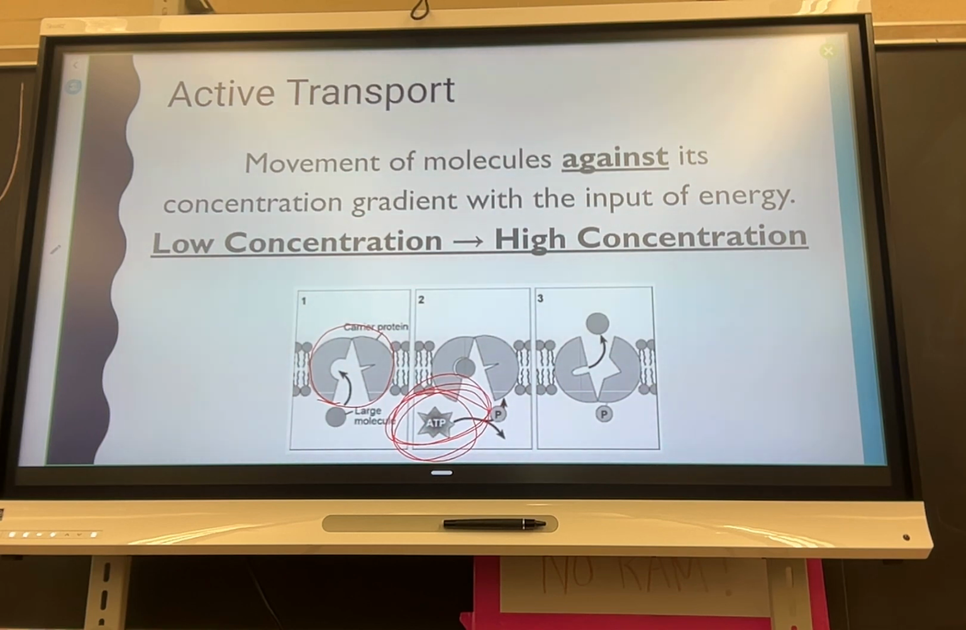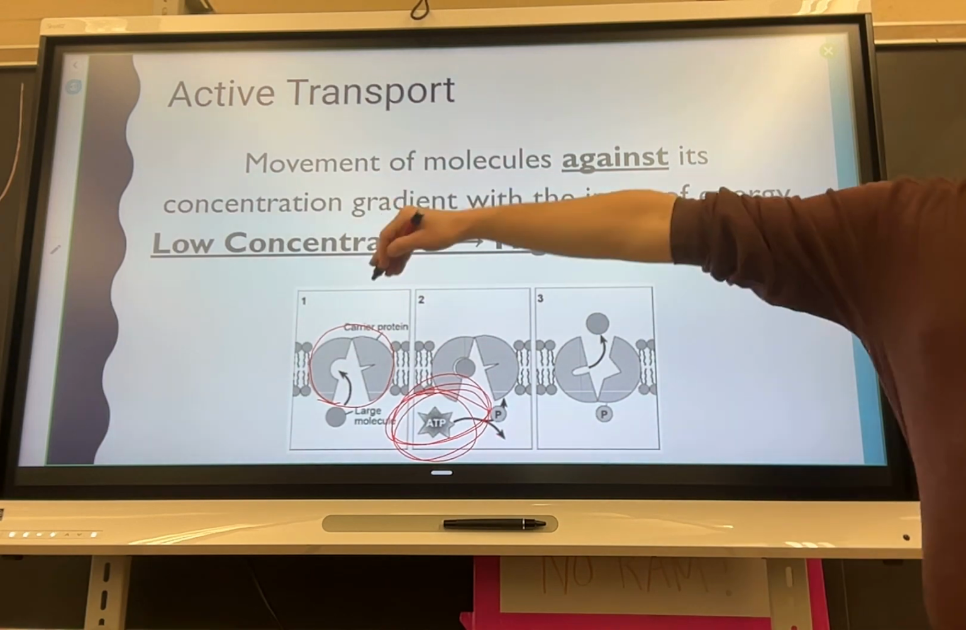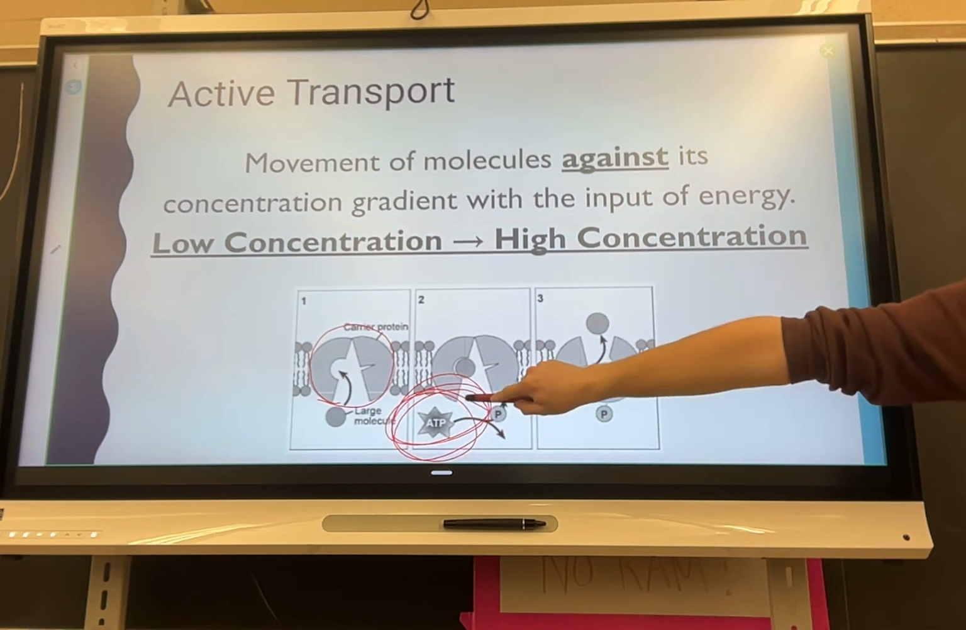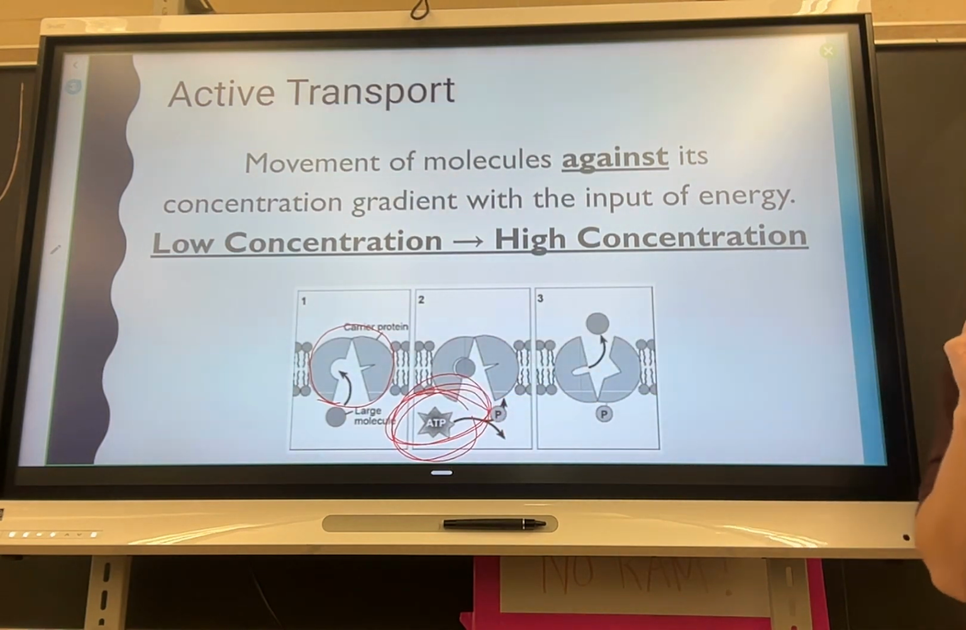Never mind. But one thing you will want to note with this diagram is the presence of this little spiky thing down at the bottom. Again, that is ATP, our cellular energy. ATP is going to be important because it's going to help the transport protein force the particles against the gradient. We need to put energy in.